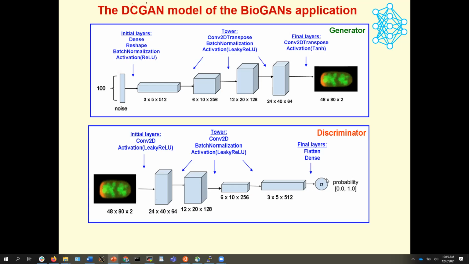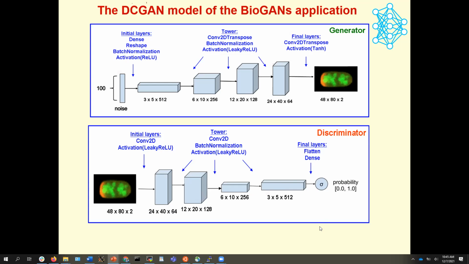And at the end of the network, we have a sigmoid activation, which means it will output a value which can be interpreted as a probability, a value between 0 and 1. A value of 1 means that the input image is good. A value of 0 means it's not good.